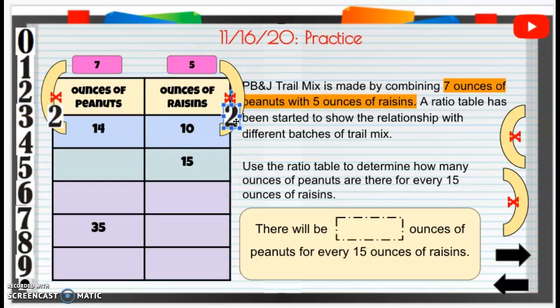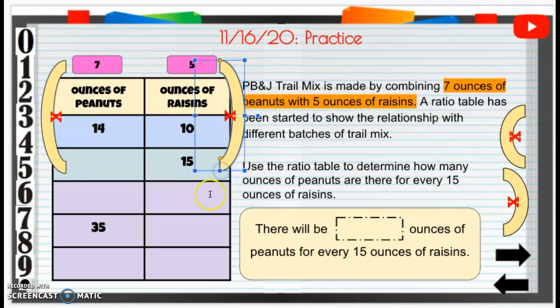All right, so we are done with our 2's here. Let's stretch it to the next part of the table. We have a blank, and then we have a blank again. So 7 to get to blank. Oh, we got to check the other side. How do I get from 5 to 15? I know 5 times 3 is 15. So what I do to one side, I must do to the other. So 7 times 3 is going to be 21.